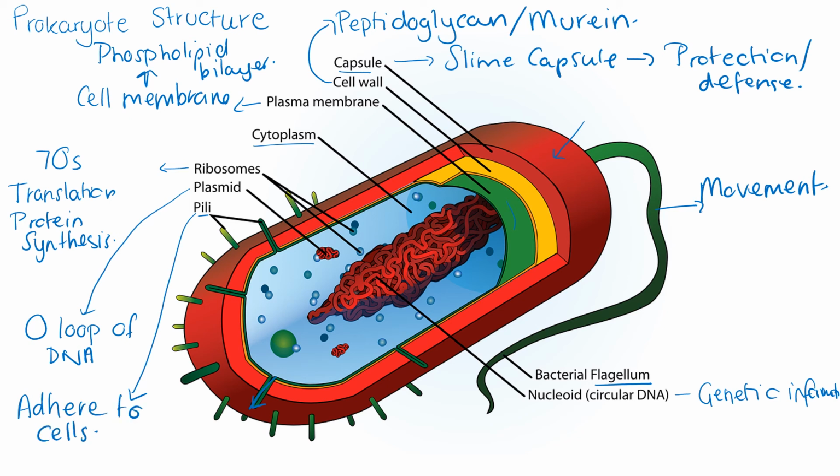If you get infected with a bacterium, it goes into the bloodstream. It can then adhere to a cell, stick to a cell using the pili, and it allows it to secrete toxins into that cell so it can damage it.